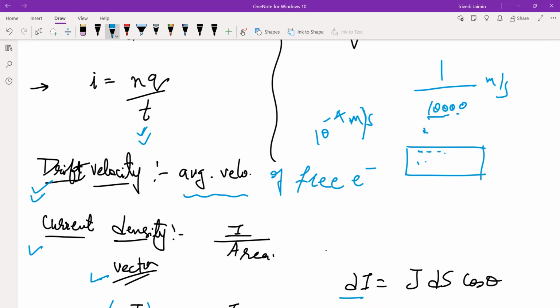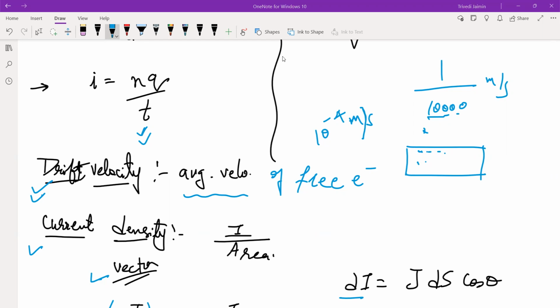Okay. Then give the definition of current. So what is current now? Flow of charges or flow of electrons. Right. So when charges are flowing, that means we are saying current is flowing. Somewhat correct, but okay. Let me answer them.